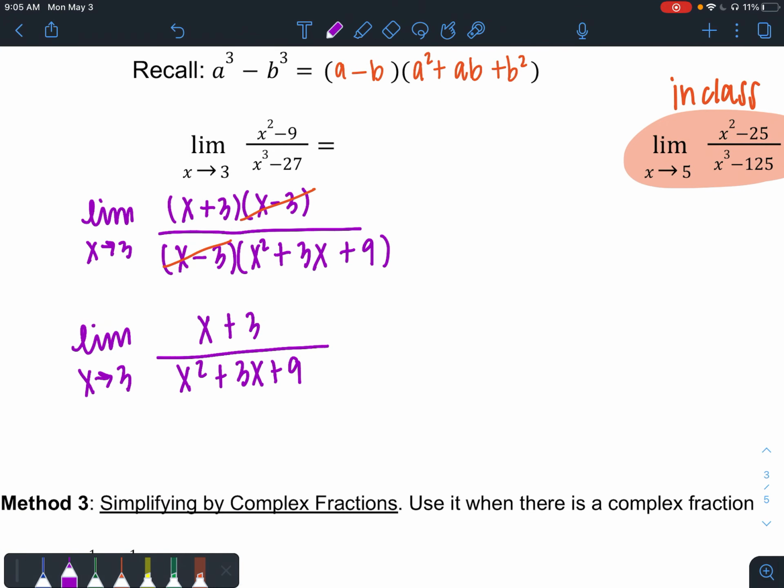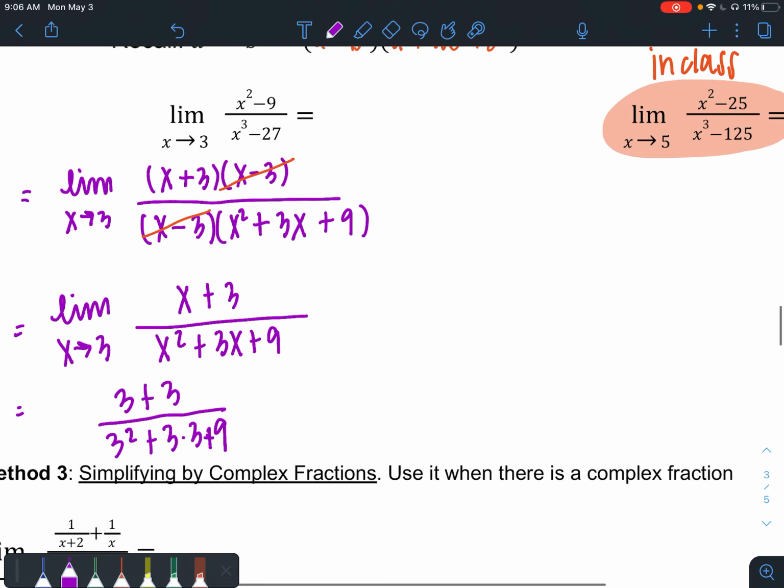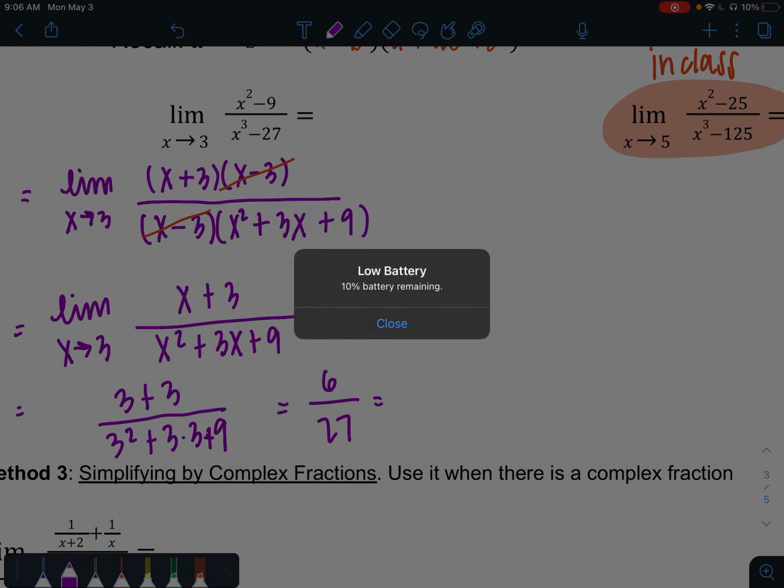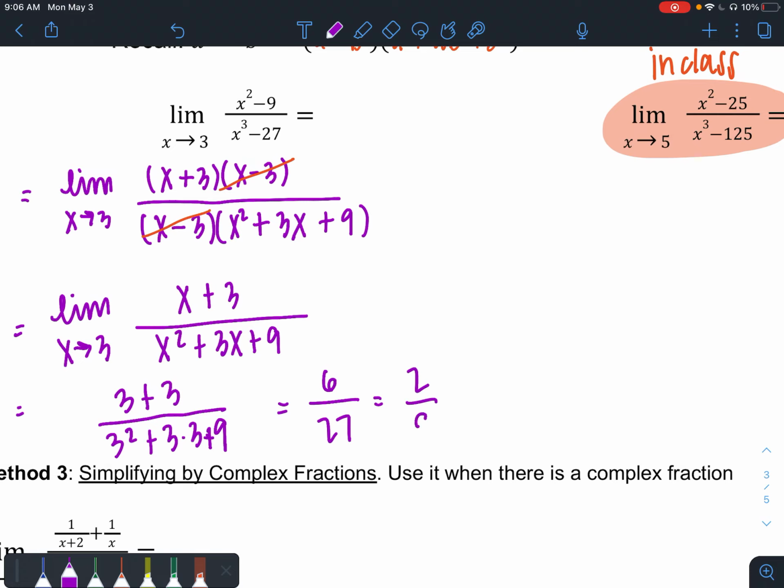So then I'm able to plug those values in. So I have this is equal to 3 plus 3 over 3 squared plus 3 times 3 plus 9. 3 squared is 9. 3 times 3 is 9. So 9 plus 9 plus 9 is 27. So we have 6 over 27. Divide both by 3, we get 2 over 9. Limit is 2 over 9.